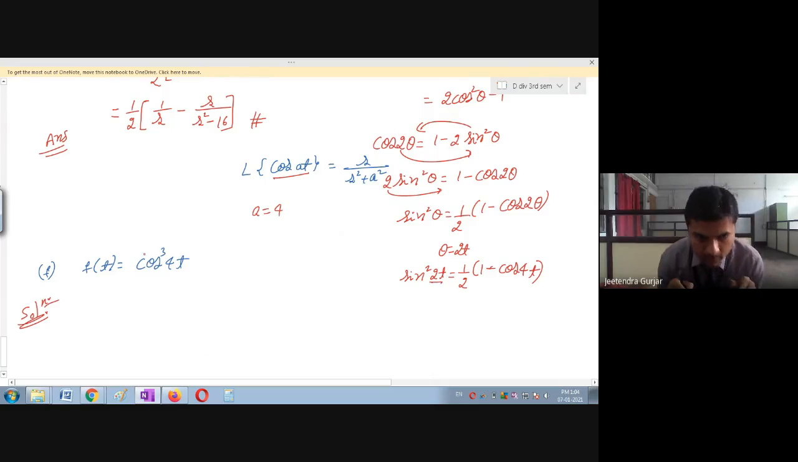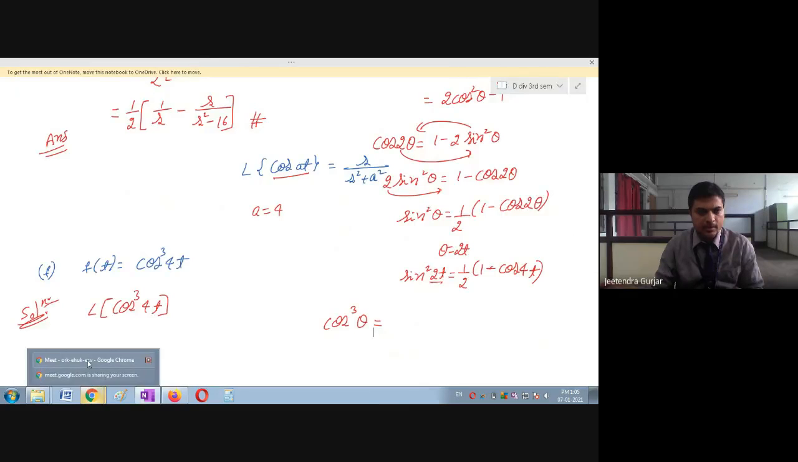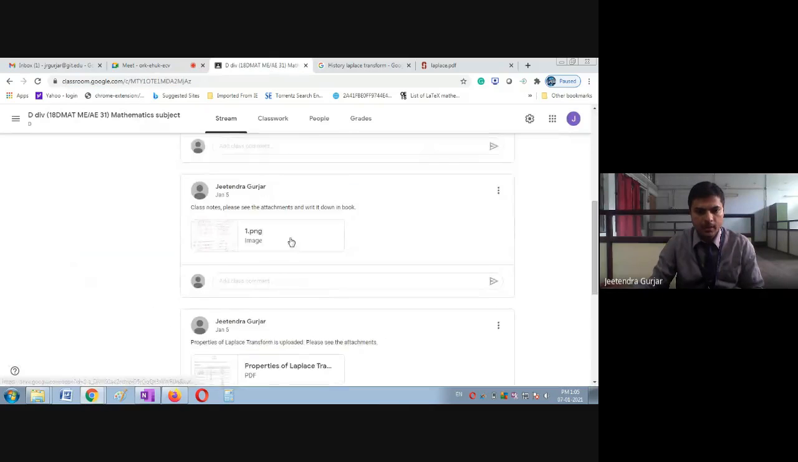We don't have a formula for Laplace of cos cube 4t. So how are we going to solve this, the Laplace transform of cos cube 4t? How are we going to simplify, students? Yes, please remember the formula for cos cube theta. Can anybody tell me what is the cos cube theta formula? Yes, do you remember? Okay, so if you don't remember, let us show you in the formula list.